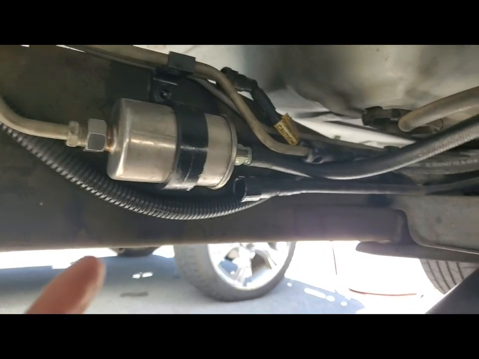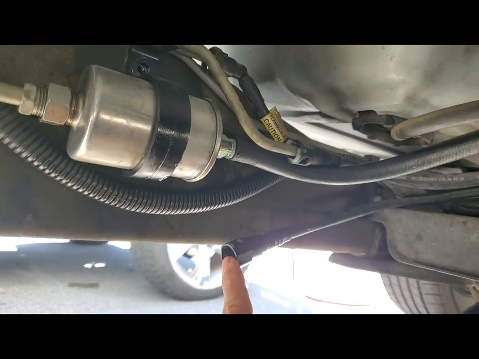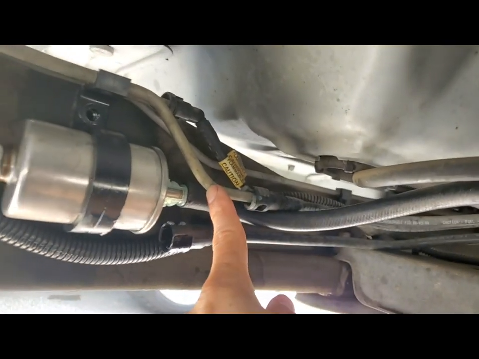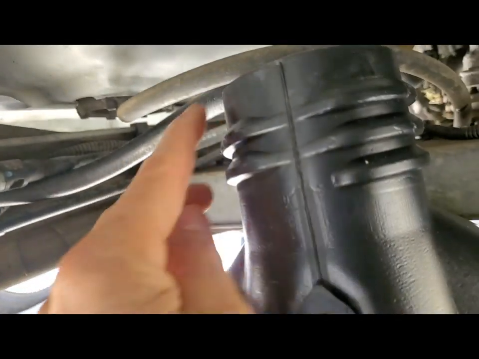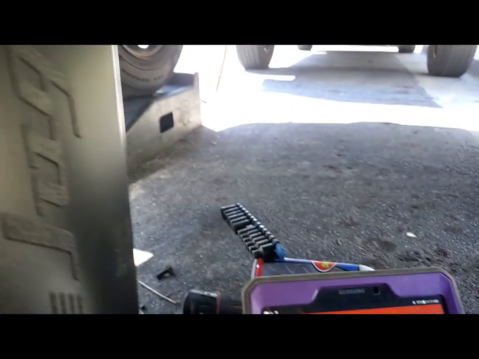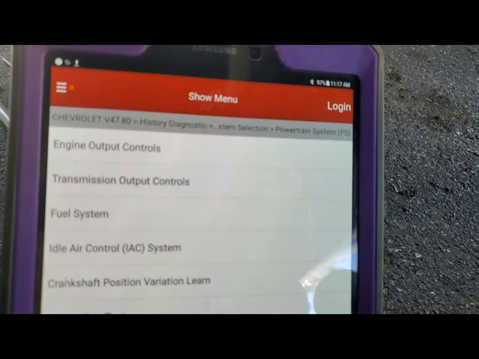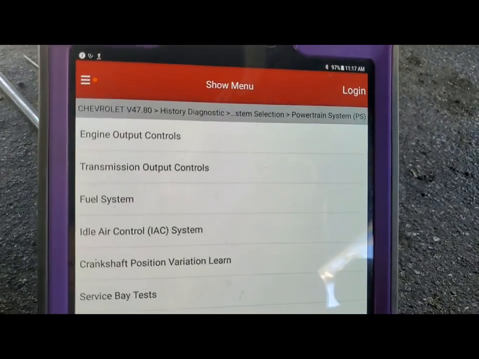I have disconnected this hose at the outlet, and I have connected this hose on the outlet of the fuel filter to the container. And we're going to go through the scanner and command the scanner to turn on the fuel pump, since we have that function. So we wanted to use it, and that way we don't siphon the fuel.